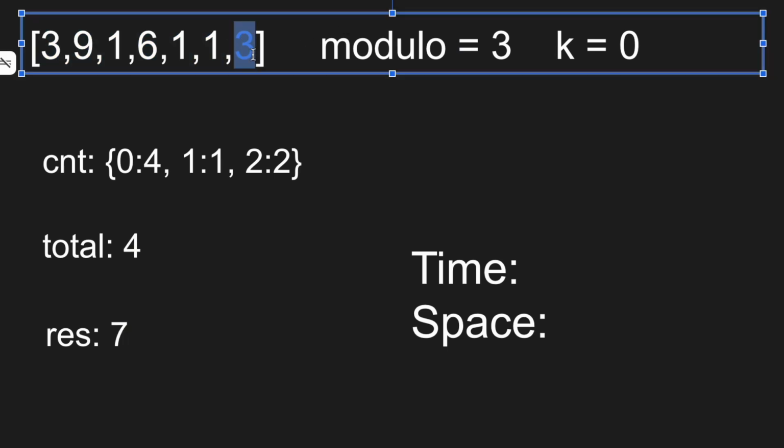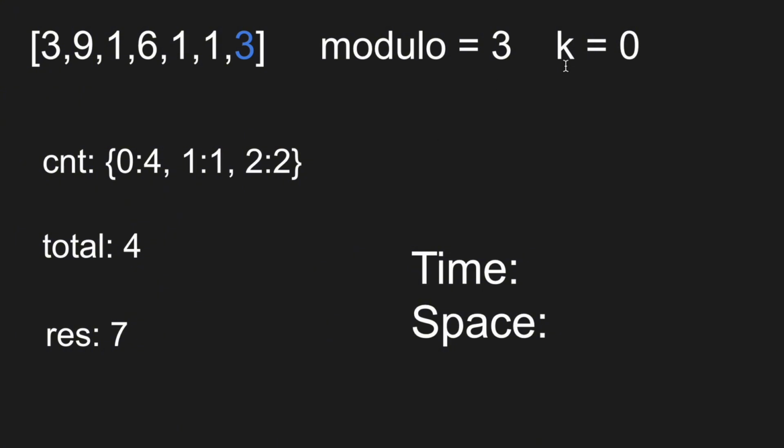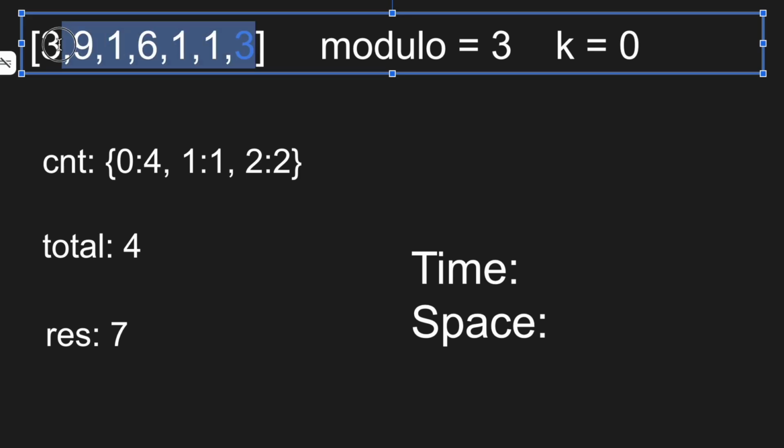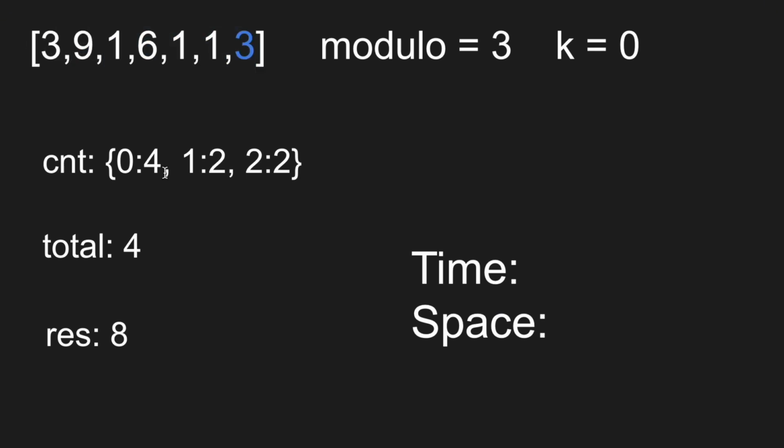Finally, we come to the last element. 3 modulo 3 is equal to 0, so we update total to 4. 4 minus k, which is 4 modulo 3, is equal to 1, so we will add 1 to result. And as you can see, we can make this subarray. And then we also need to update the count here. And now that we have come to the end, we can return 8 as our result.